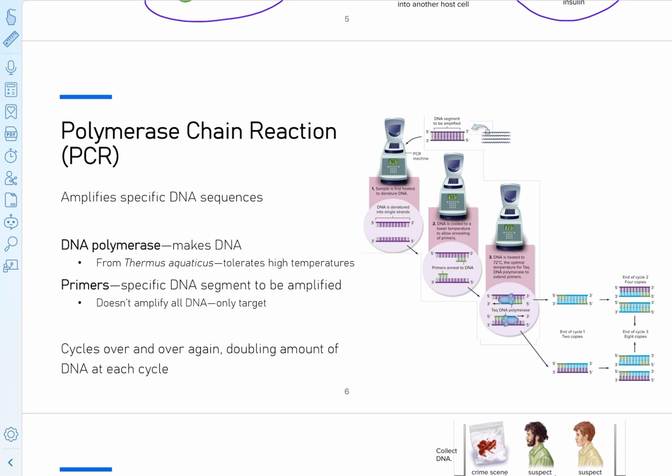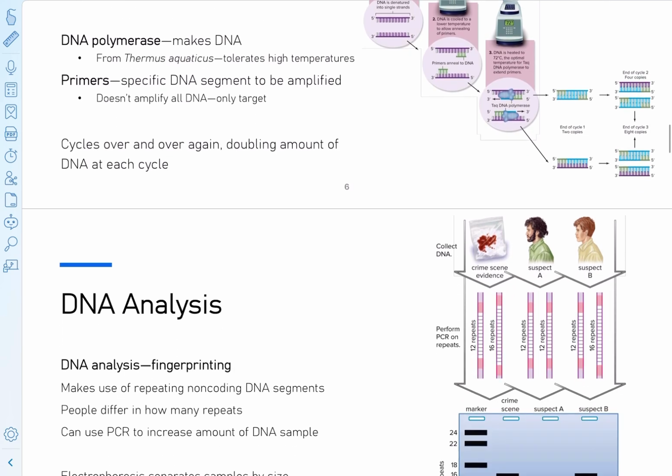PCR does require the use of primers, and these are just short pieces of DNA that target a specific section on the genome, and it's making sure that only the region that you're interested in actually gets amplified. The PCR process involves repeated cycles of heating and cooling, and it's going to be doubling the amount of DNA each time. So it makes it a lot easier to study, especially again if we're starting with a very small sample of DNA.